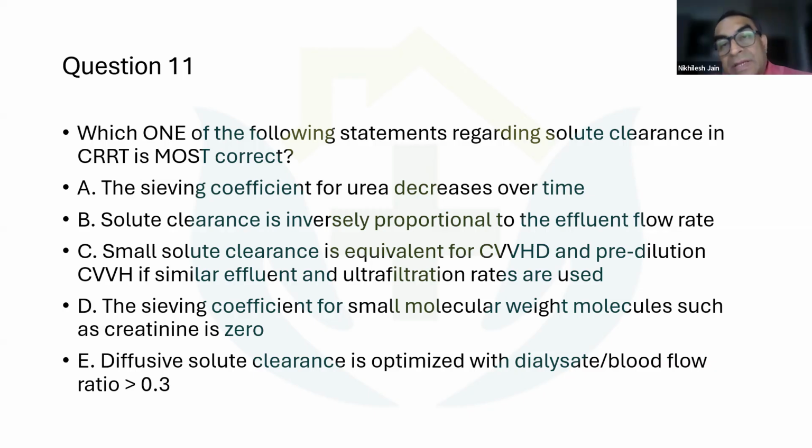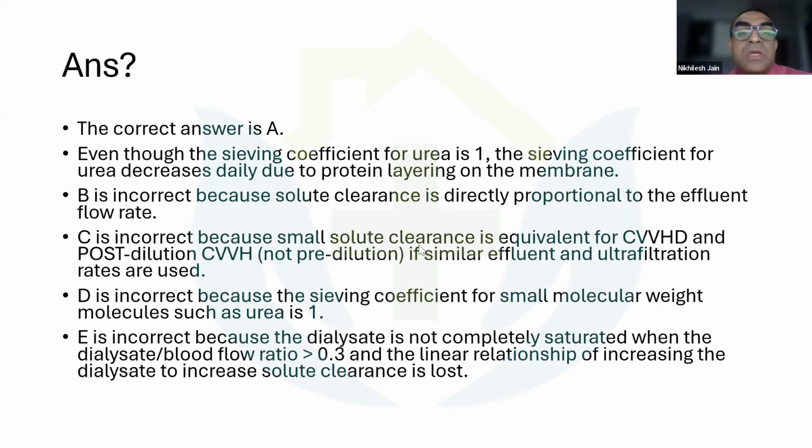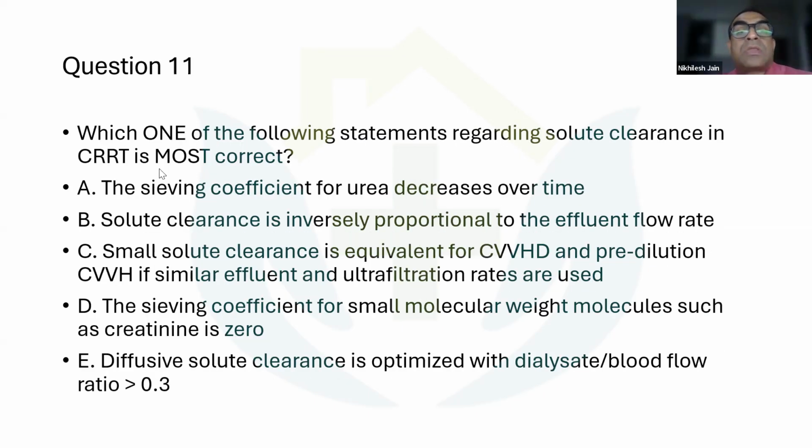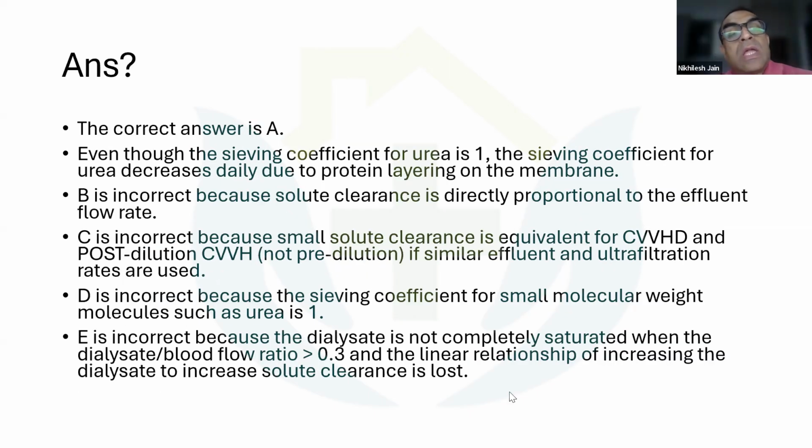Okay, fine. No issues. So the correct answer here is A. The sieving coefficient for urea decreases over time. We'll go through the other options as well, because I can understand that this is something you do not do routinely. Even though the sieving coefficient for urea is 1, it decreases daily because there's a protein layering that keeps on happening on the membrane.